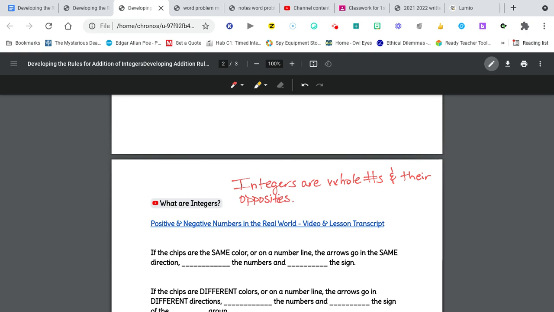The whole numbers are things like 0, 1, 2, 3, 4, and so forth. Those ellipses mean "and so on." Okay, but those are the whole numbers. The opposites just means you change the sign, but 0 doesn't have an opposite. 0 is the only neutral number. It's neither negative nor positive.